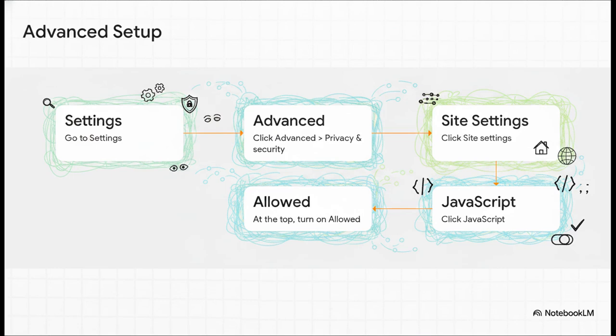And finally, Section 6, Advanced Privacy Settings. If you're using a browser with a sidebar configuration, here's your final pathway. You'll start by going to Settings. Then, look over to your left sidebar. Click Advanced and then Privacy and Security. From there, click on Site Settings and locate JavaScript. At the very top of that menu, just switch the toggle to turn on the Allowed setting.